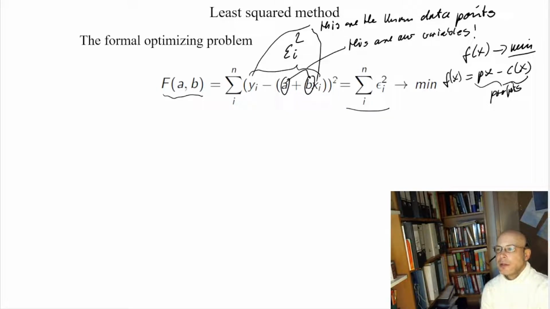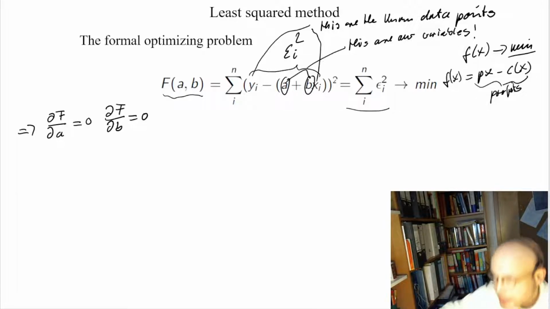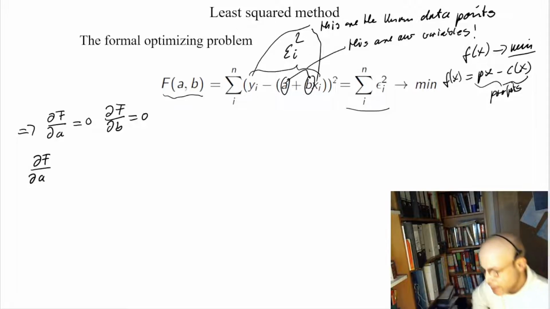and if we have a two-dimensional function, then of course we have to calculate both derivatives, once with respect to a and once with respect to b. So this means we have to calculate the derivative of f with respect to a, setting it to 0, and the derivative of f with respect to b has to be set to 0. So what we then need is, what is the derivative of f with respect to a?